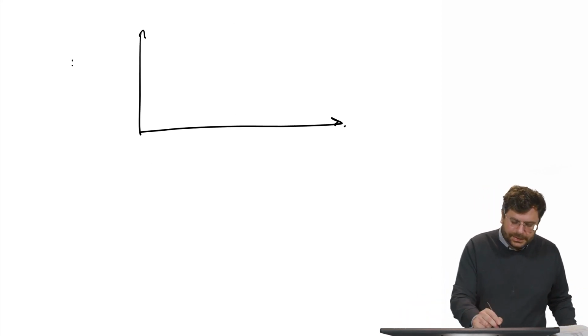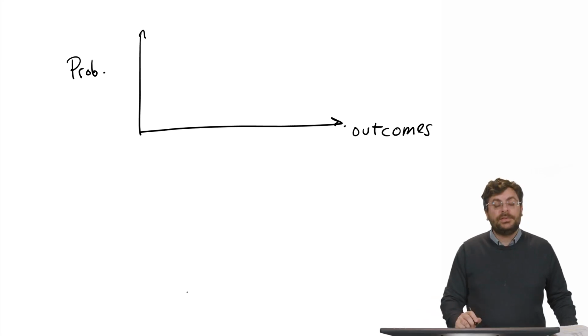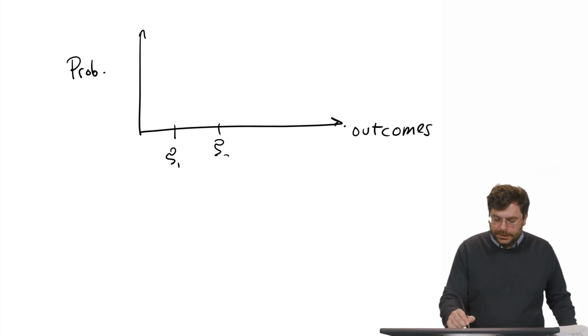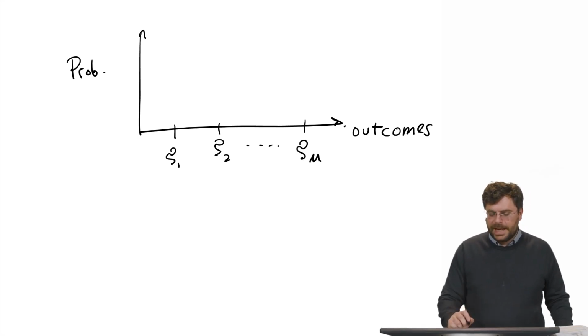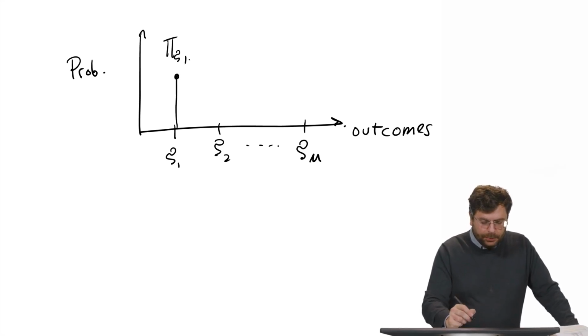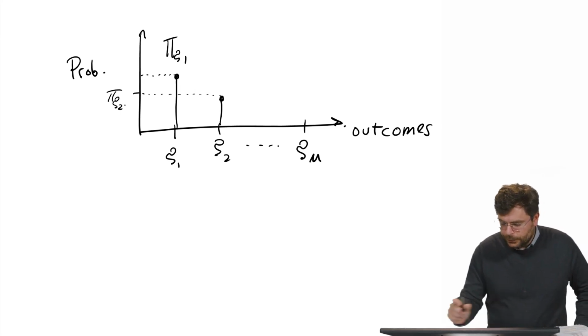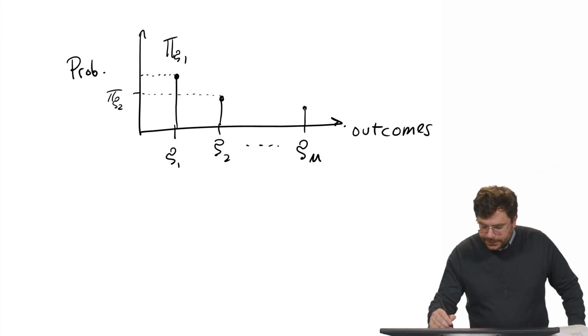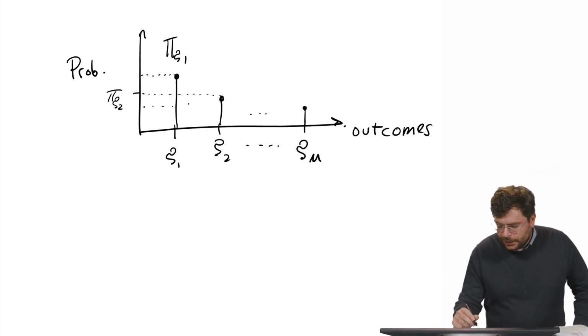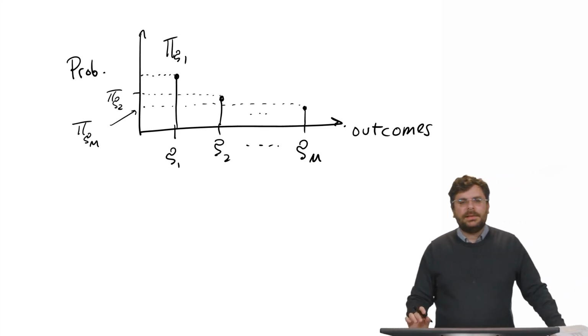So another way of thinking about this is as if I were to plot the probability versus the outcomes for discrete distributions, and the first outcome could be rho 1, second one rho 2, all the way up to rho big M. Then the probability of the first outcome would be pi sub rho 1, and the probability of the second outcome here would be pi sub rho 2, and maybe the probability of the mth outcome, I should say, maybe even lower, and this one here will be pi sub rho big M.